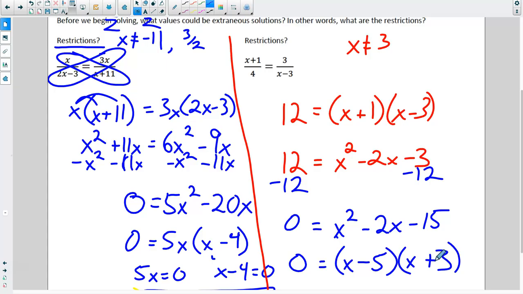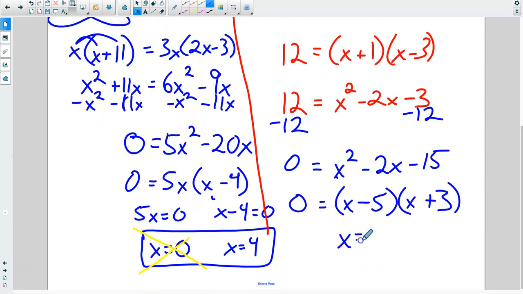What are my answers? Positive 5, negative 3. Positive 5, negative 3. Oh, it's just the line.